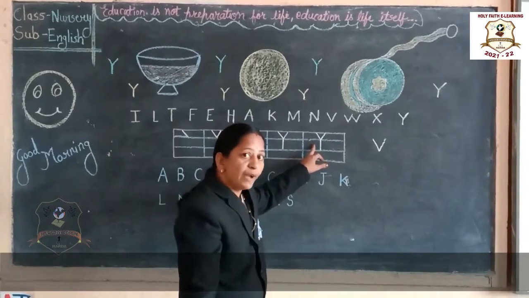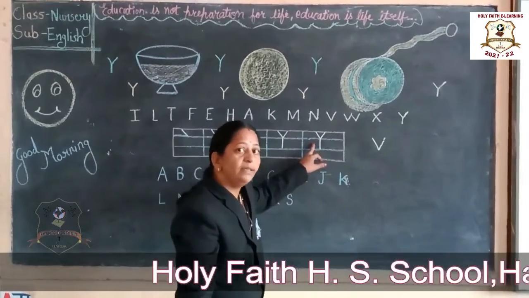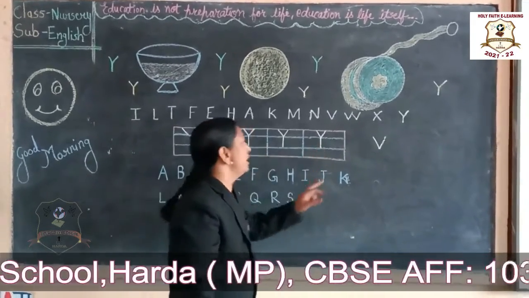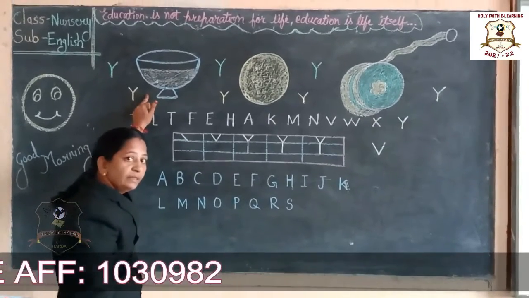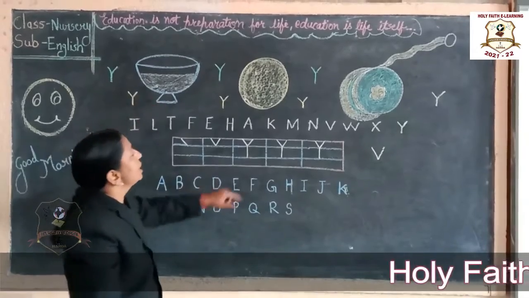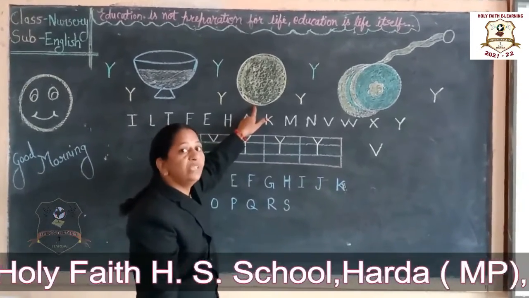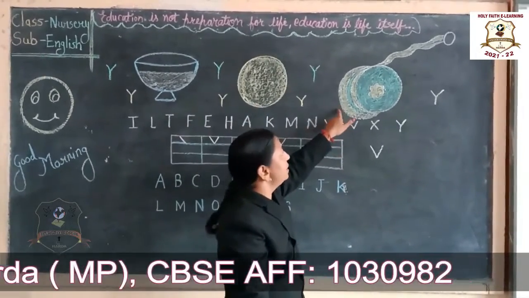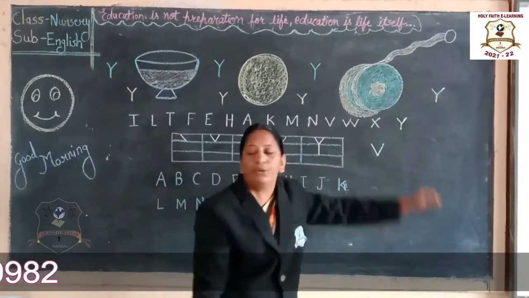And sound of Y is Y. What is the sound of Y? Y. Y का sound क्या है बेटा? Y. Say Y. Y. Yogurt. Y. Yogurt. Y. Yellow. Y. Yellow. Y. Yo-yo. Y. Yo-yo.